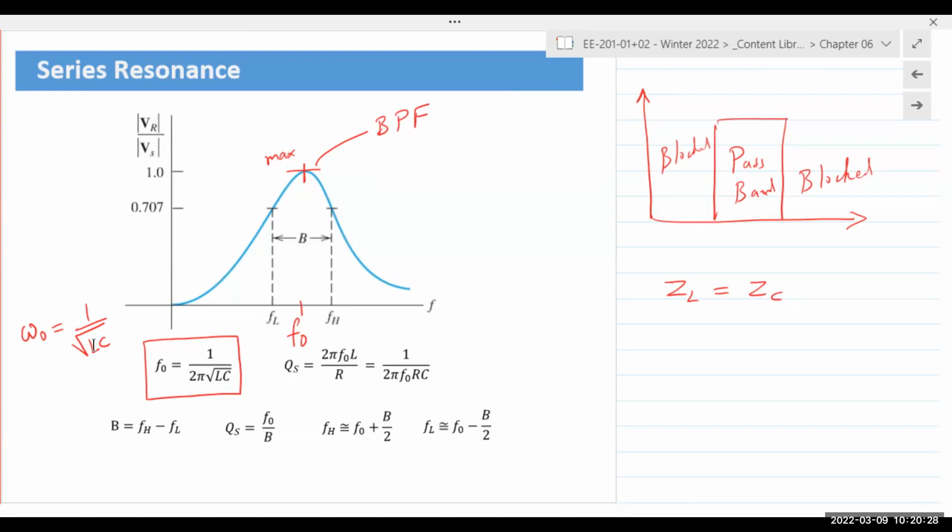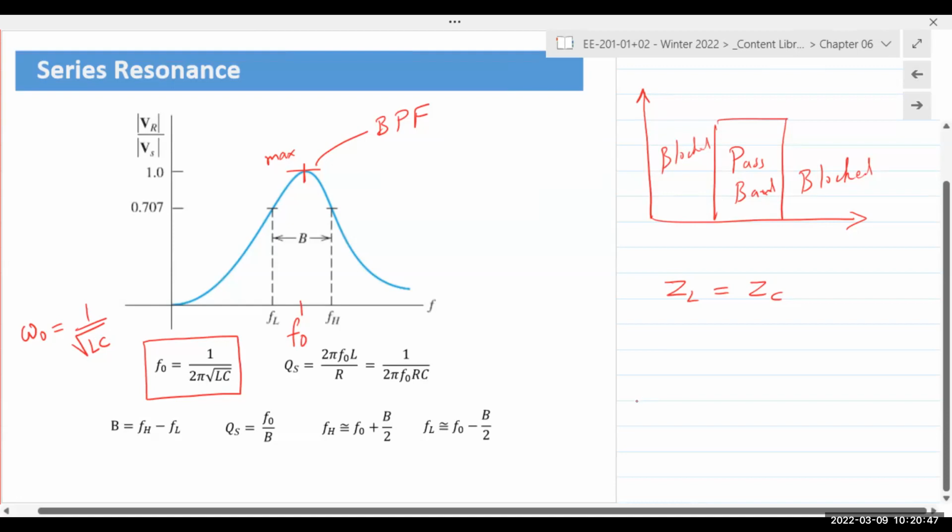For all other values, the impedance of the capacitor and the inductor is going to cause an attenuation in the signal. So V out will always be less than V in. And hence we get the characteristic that is typical of a band pass filter that only occurs in a resonant circuit.